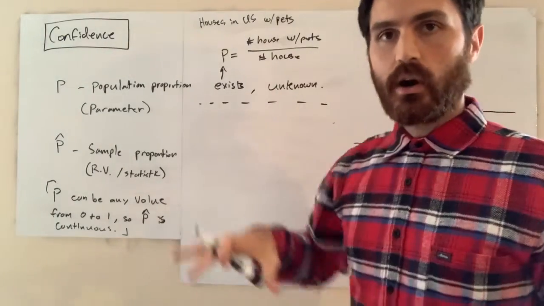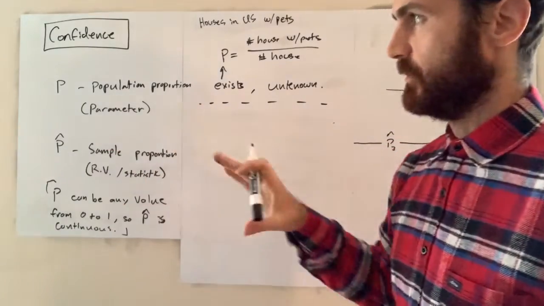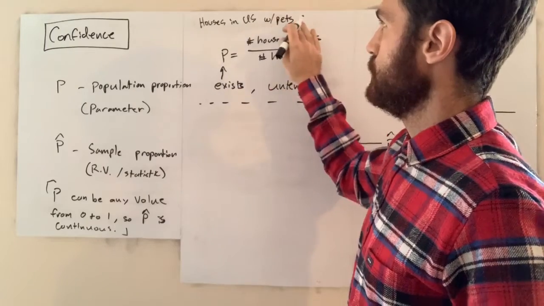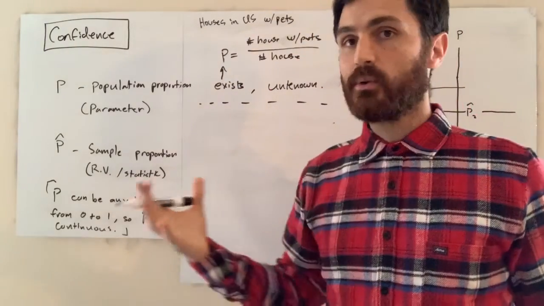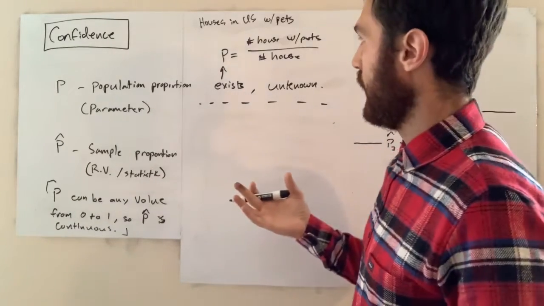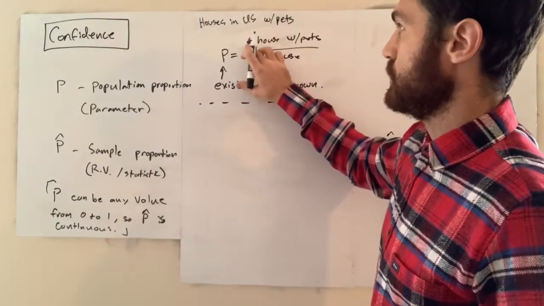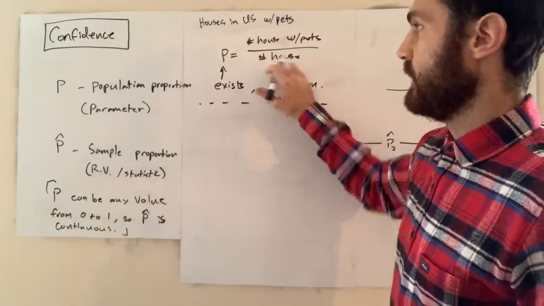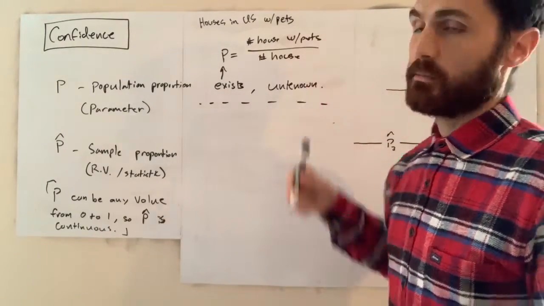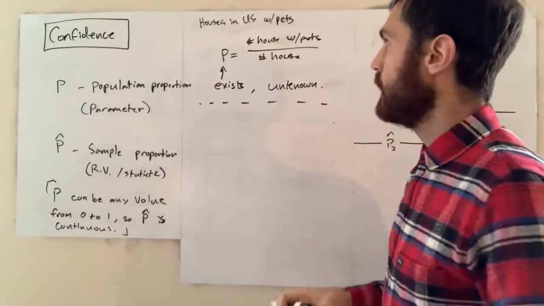All right, so back to our example about pets. So we have houses in the US with pets. There's a parameter that exists that tells us exactly what the proportion of houses in the United States with pets is. It's just the number of houses with pets divided by the number of houses in the United States. Well, maybe we're able to get the number of houses in the United States. We could count that up. Maybe some census data has that.